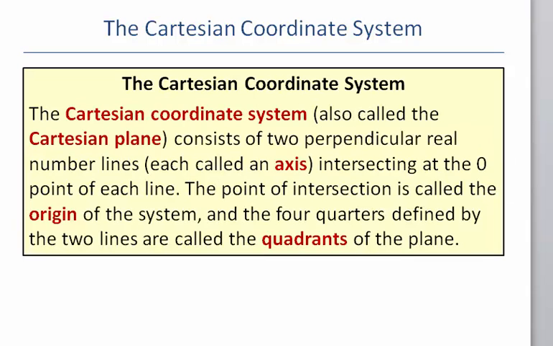Our next definition is of the Cartesian coordinate system. The Cartesian coordinate system, also called the Cartesian plane, consists of two perpendicular real number lines, each called an axis. Perpendicular means they form right angles when they cross. The axes intersect at the 0 point of each line. The point of intersection is called the origin.